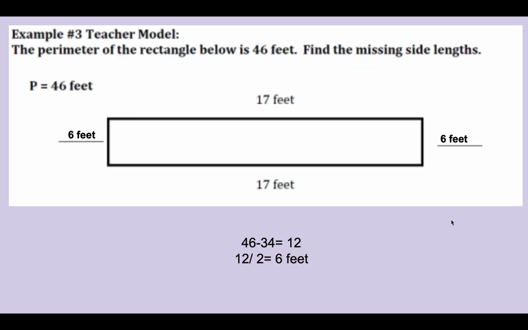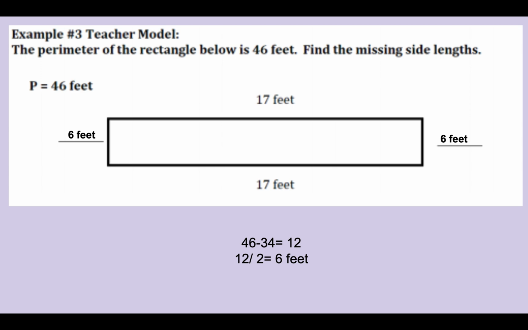Number 3. This is where things might get a little bit trickier. The perimeter of the rectangle below is 46 feet. Wow, so we have that answer. Find the missing side lengths. So in this problem, I know you see all 4 side lengths filled out, but that's because I worked on this PowerPoint before recording. They gave us 17 feet at the top and 17 feet at the bottom.